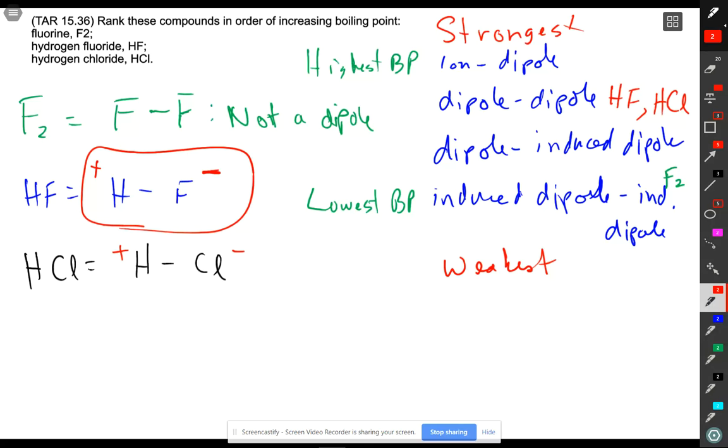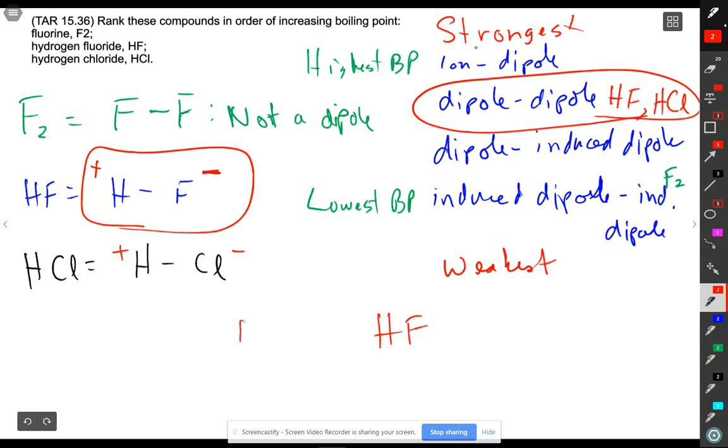To answer that, you say which one, they both have H, so we don't have to worry about that. Which is more electronegative, fluorine or chlorine? Fluorine, because fluorine is the most electronegative of all of our elements. So that means the HF is a stronger dipole. And so even though both of these are dipole-dipole, we should have HF the highest, and then HCl, and then F2.